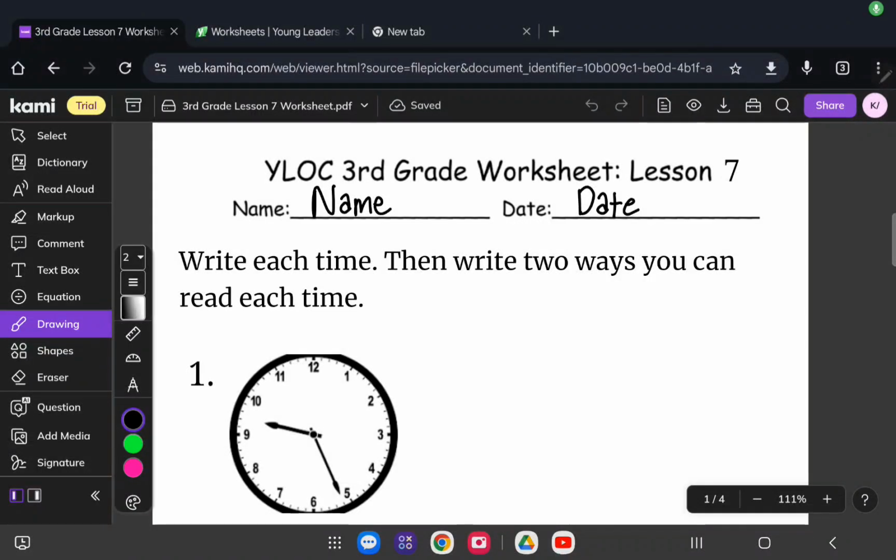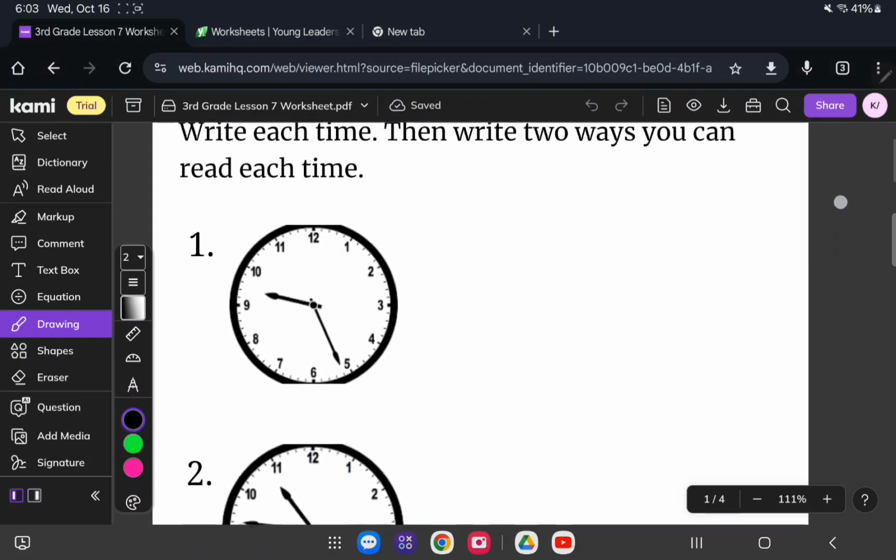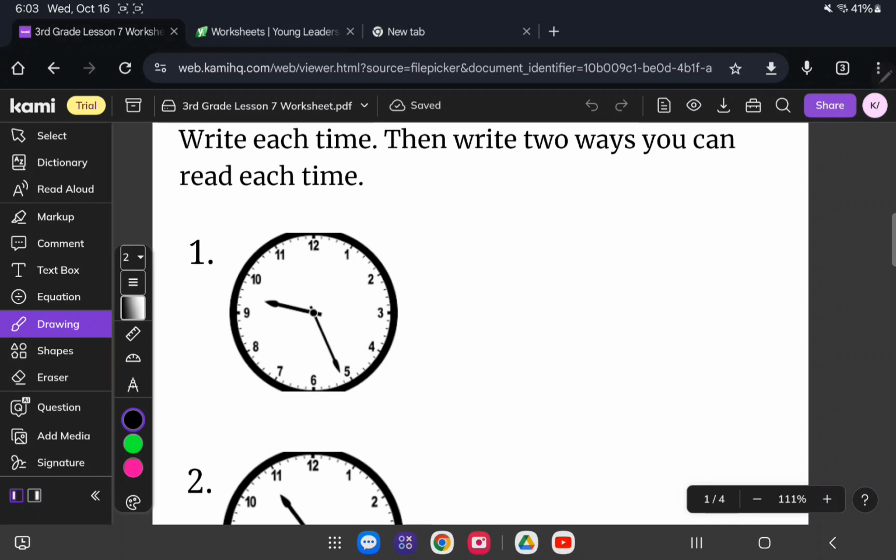Hello, this is third grade worksheet lesson 7. Here it says write each time, then write 2 ways you can read each time.